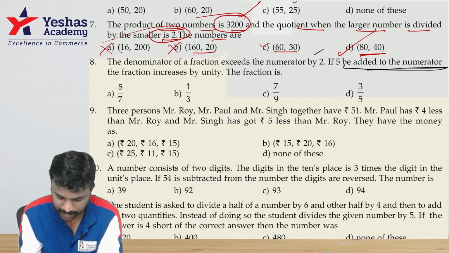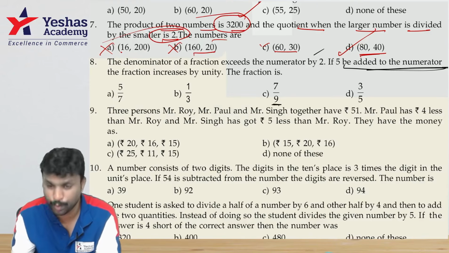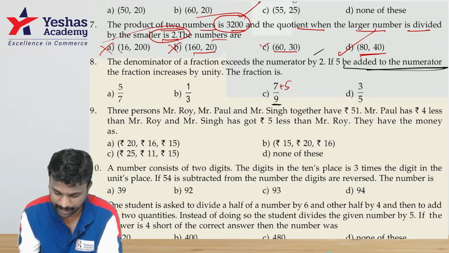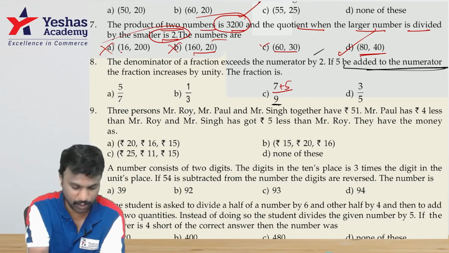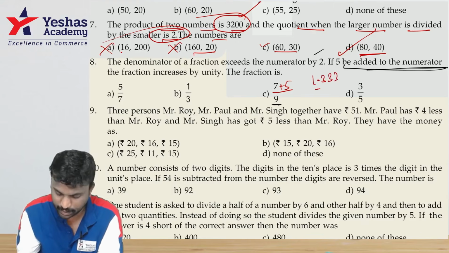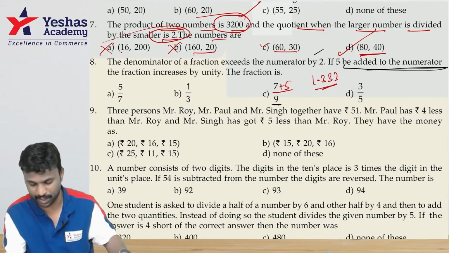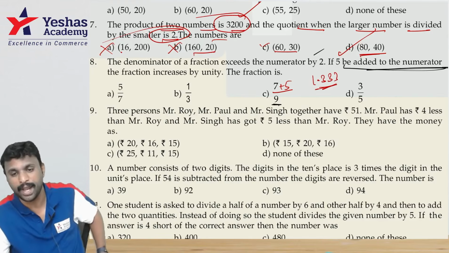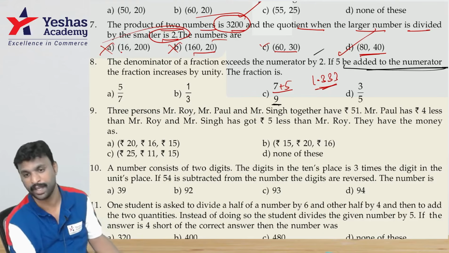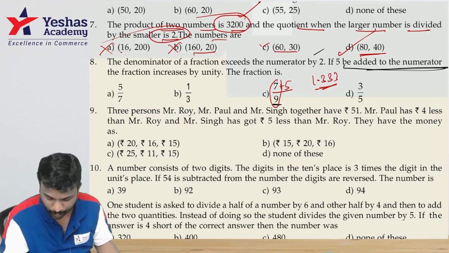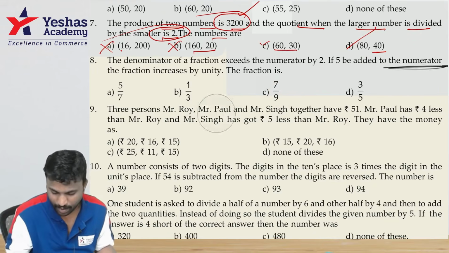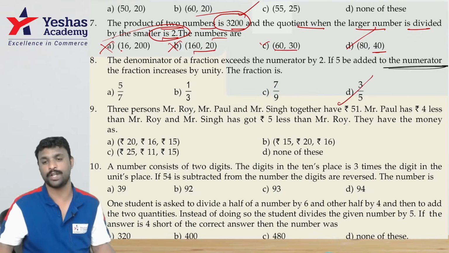Guys, how about option C? Definitely the denominator is 2 more than the numerator. The first condition is satisfied, but when you add 5 to the numerator, 7 plus 5 is 12. 12 divided by 9 fetches you 1.333. For the resulting fraction to be increased by 1, the initial fraction should have been 0.3333. Look at 7 by 9. Is it 0.3333? No. That means it is not increasing by 1. Obviously the remaining option is option D.